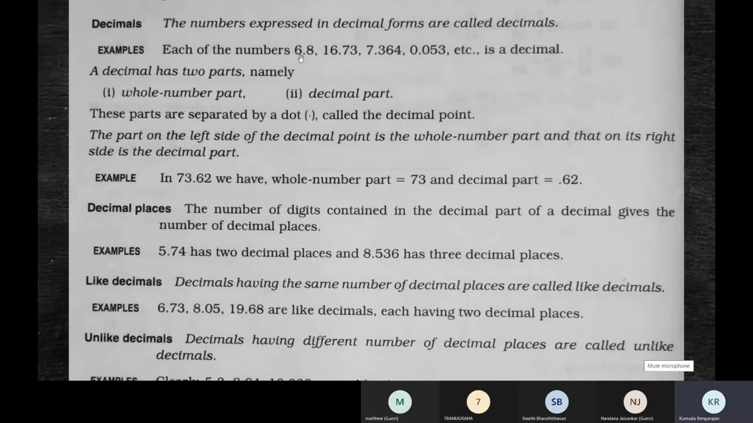Read the examples of decimals here, children. What is this? Ma'am, 6.8. 16.73. Ma'am, 16.73. 7.364. Ma'am, 7.364. Ma'am, 0.053. Very good. So you can read this as 16, this is 16 before the decimal point. See, this dot is the decimal point. Before the decimal point, you can read the number as usual.